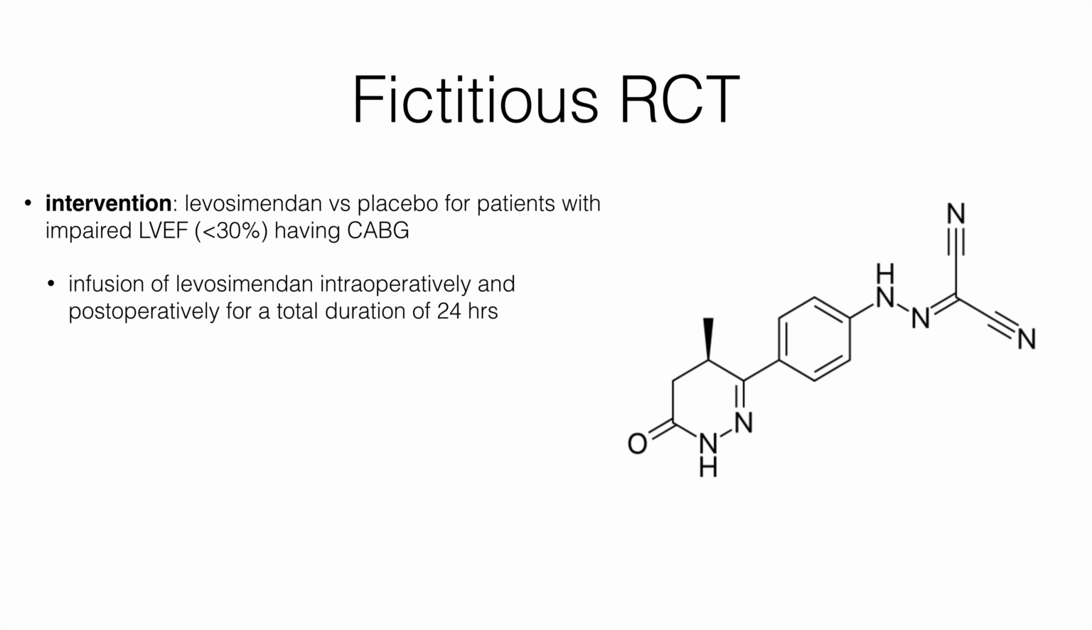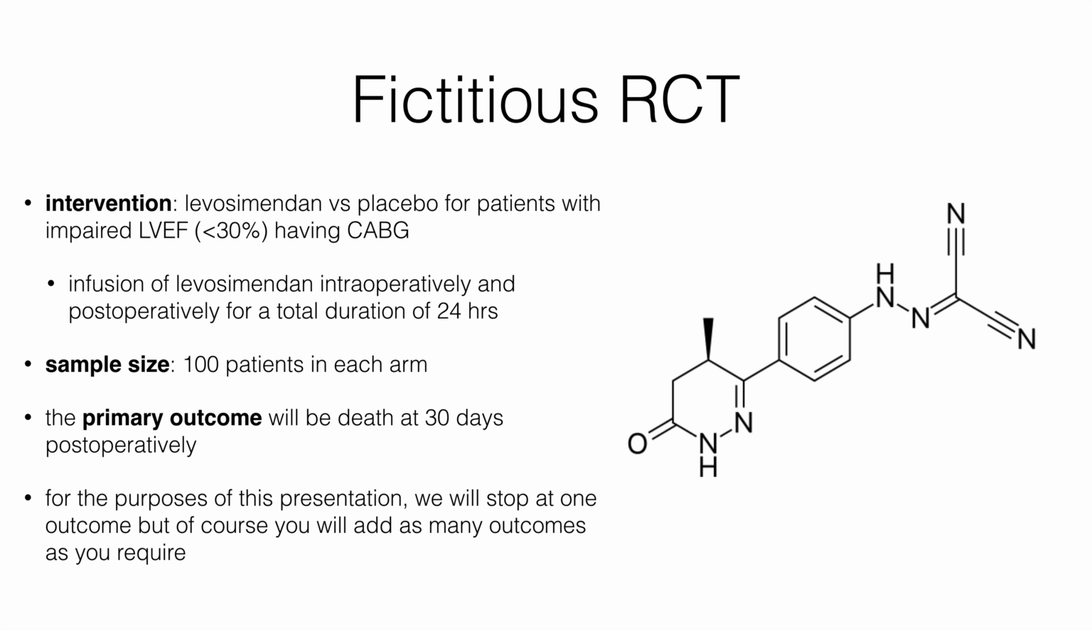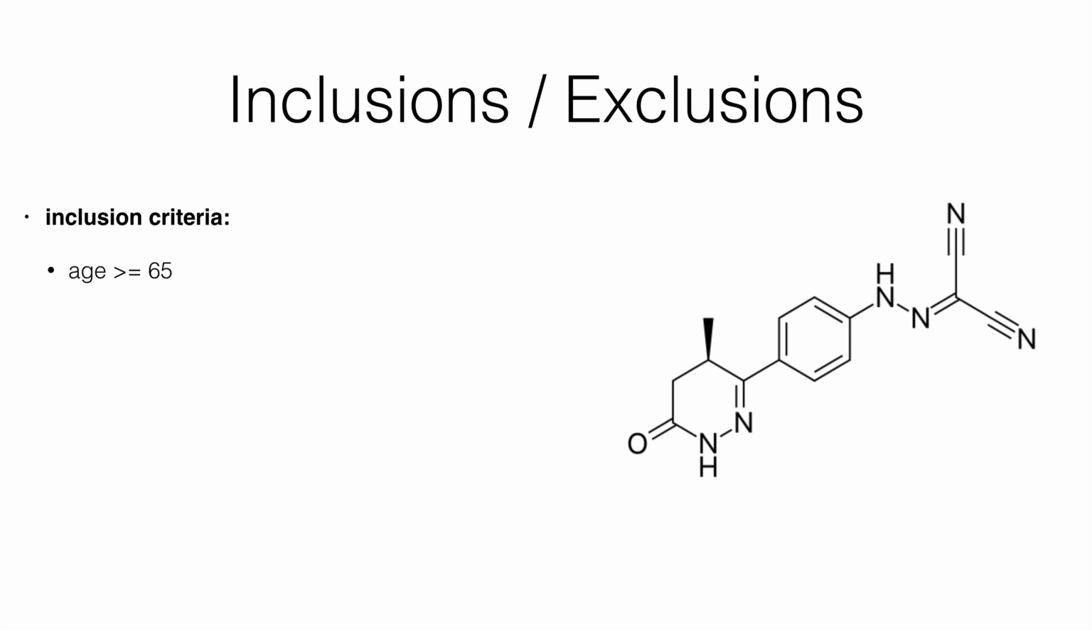The intervention will be an intravenous infusion of levosimendan intraoperatively and then postoperatively for a total duration of 24 hours. The sample size will be 100 patients in each arm, and the primary outcome will be death at 30 days postoperatively. And of course, for the purposes of this presentation, we're going to be stopping at this one outcome, and in your clinical trial, you will change the outcomes and the intervention as required. This is just as an example.